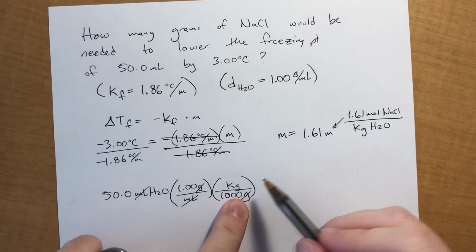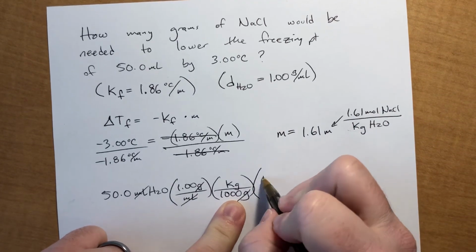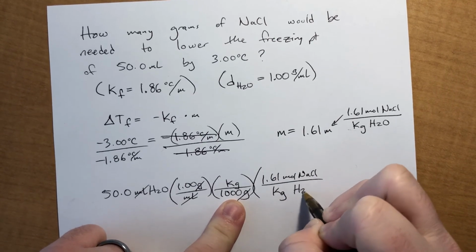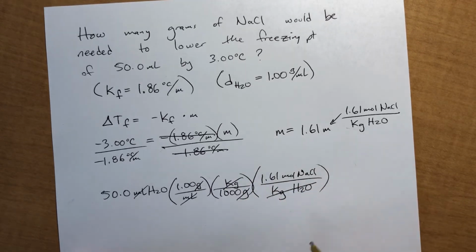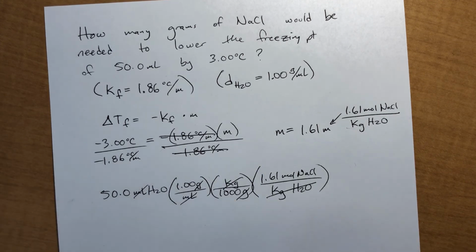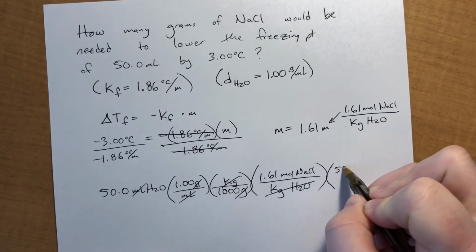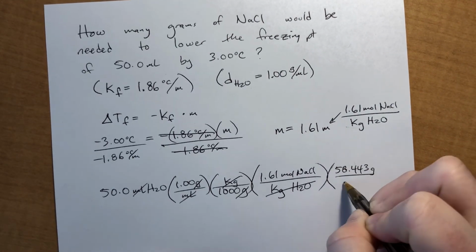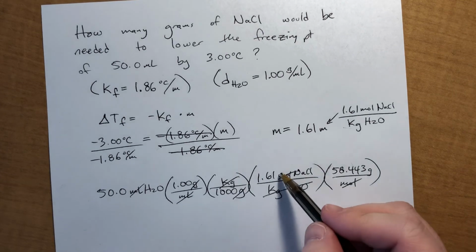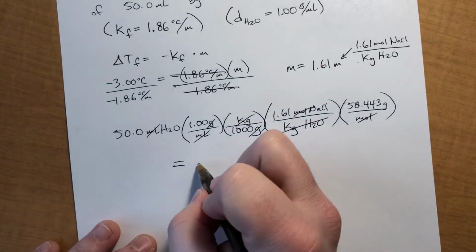Okay, and now we have kilograms of water, we can use this to convert to moles. So 1.61 moles of NaCl divided by kilograms of water, which will cancel that out. We have moles and we want grams, so we use the periodic table to convert from moles to grams. Same value we used in the last problem, it's 58.443, but this time we're multiplying, because we need grams and we need the moles to cancel out. So we canceled out milliliters, canceled out grams, canceled out kilograms. We use this value to get from kilograms to moles, canceled out moles, and we end up with grams, and the answer is 4.7.